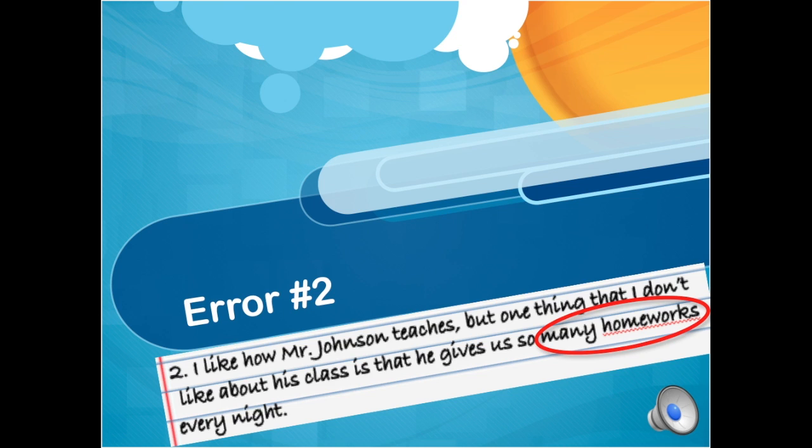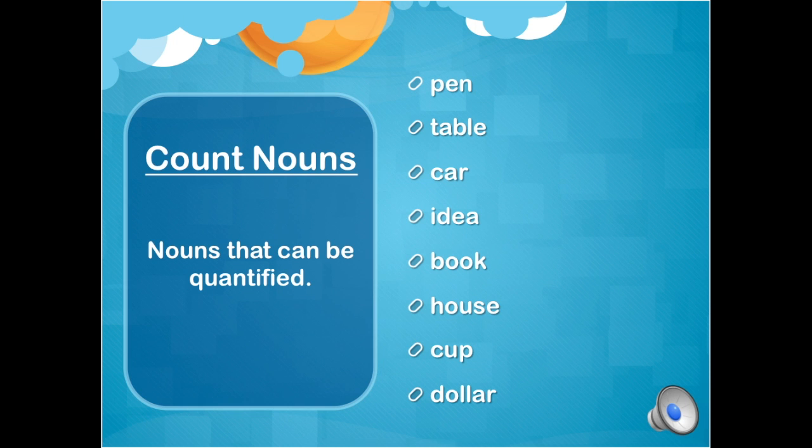In this example, we see an error in the understanding of count and non-count nouns, as well as correct quantifiers that go with count and non-count nouns. Count nouns are nouns that can be quantified. For example, pen, table, car, idea, book, house, cup, and dollar. These are all nouns that we can use numbers with. For example, 2 pens, 3 tables, 5 cars.